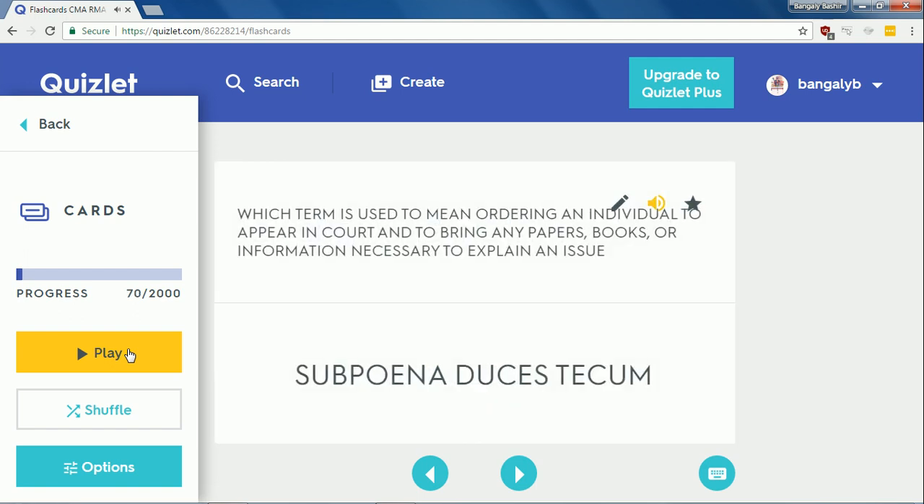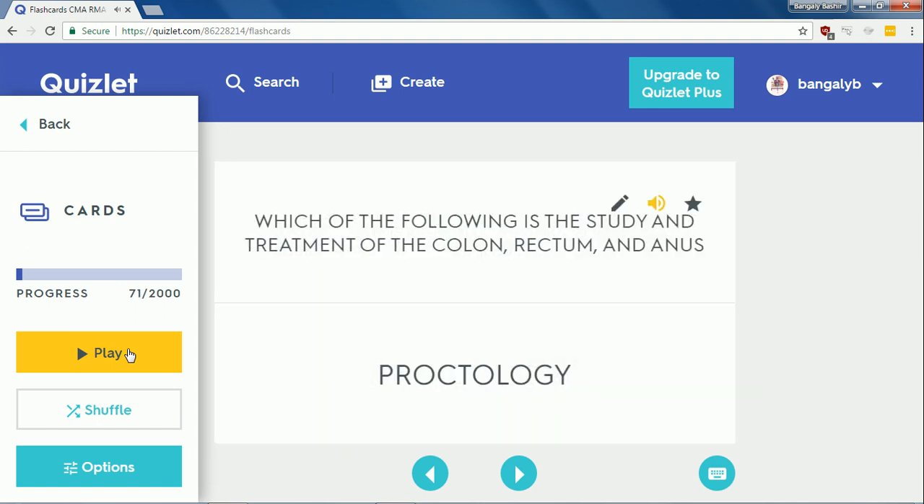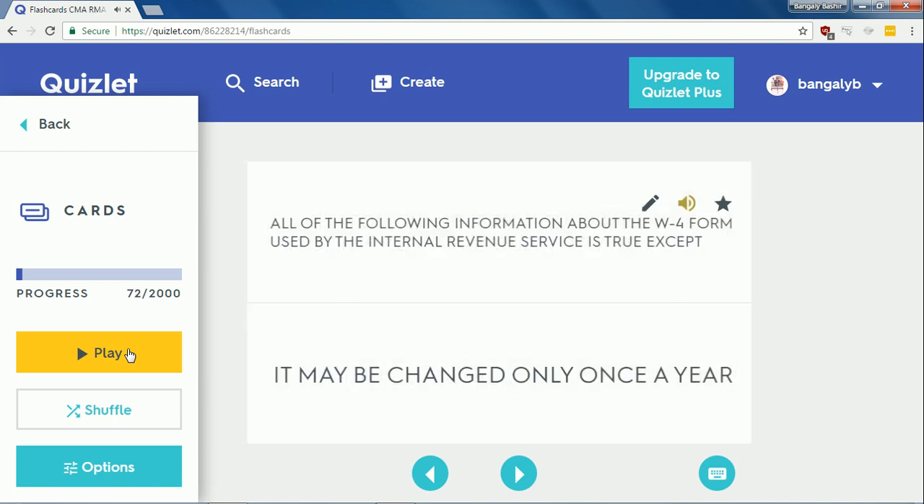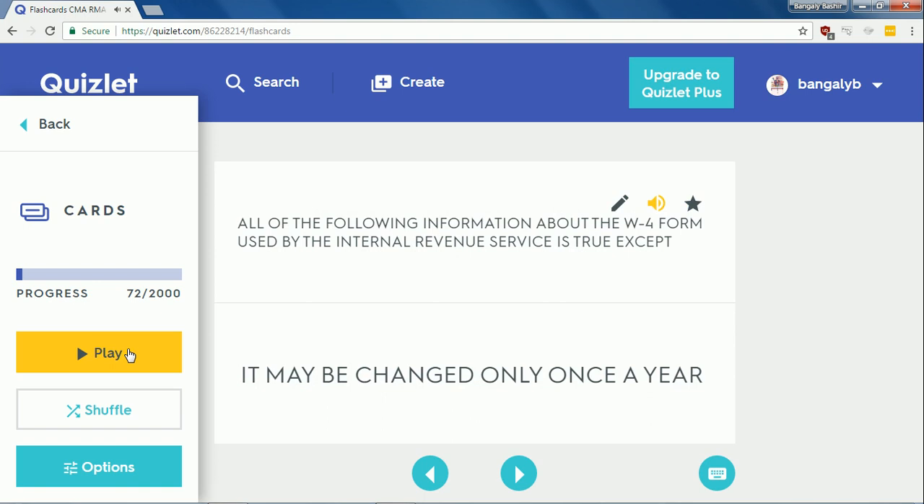Which term is used to mean ordering an individual to appear in court and to bring any papers, books, or information necessary to explain an issue? Subpoena duces tecum. Which of the following is the study and treatment of the colon, rectum, and anus? Proctology. All of the following information about the W-4 form used by the Internal Revenue Service is true except it may be changed only once a year.